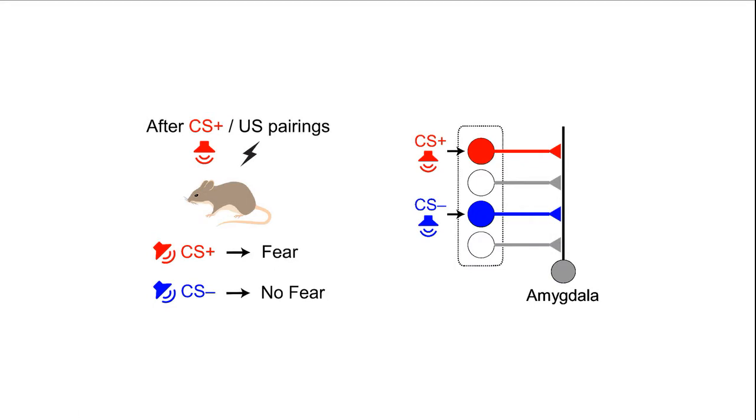Both the auditory CS+ and CS- signals are conveyed to the amygdala, a center for fear learning and memory. Long-term potentiation, or LTP, in these pathways plays an essential role in auditory fear conditioning. However, it was unknown how LTP contributes to discriminative fear learning. We hypothesized that LTP is induced selectively in the CS+ pathways when mice learn to discriminate between the CS+ and CS- and show fear to the CS+.